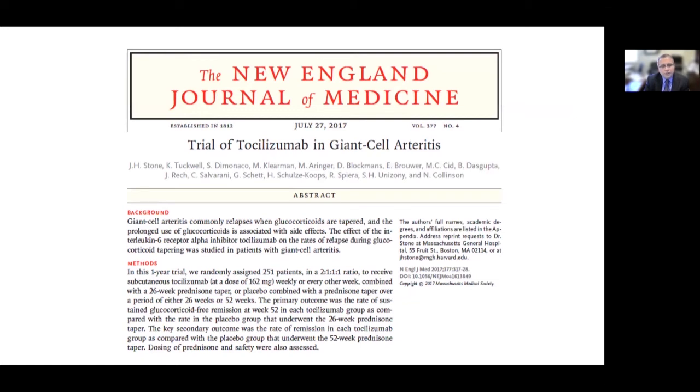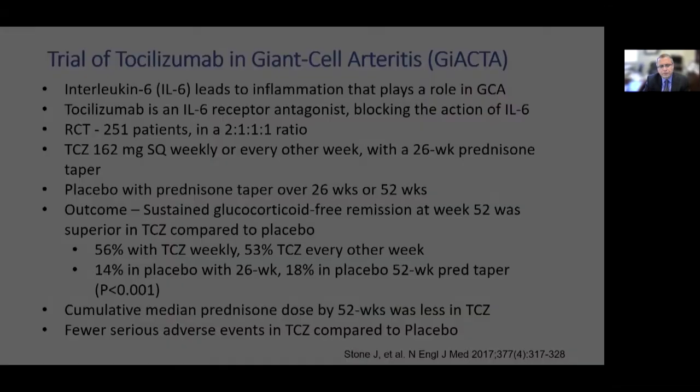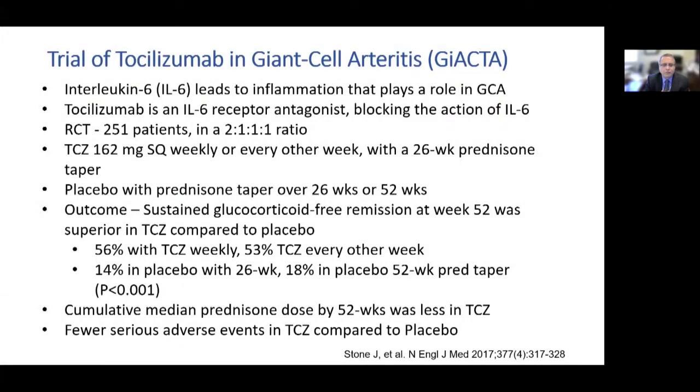So this is the article that I said. It was really a pivotal manuscript that stated that tocilizumab is indeed helpful in management of patients with GCA. So you may hear about this quite a bit. Just briefly, in the interest of time, I'm just going to say that tocilizumab is a biologic therapy.